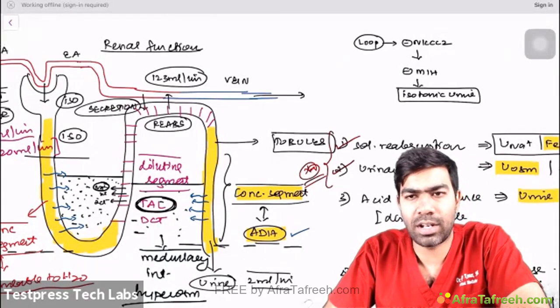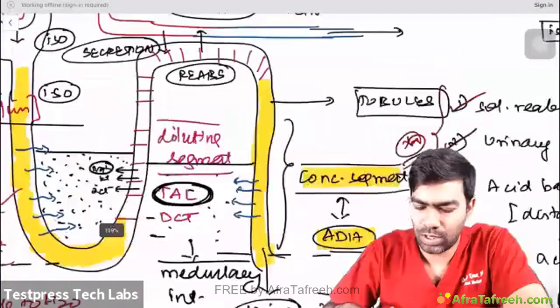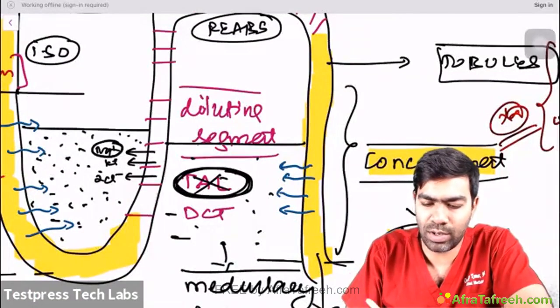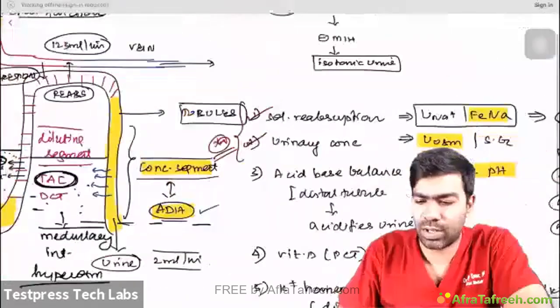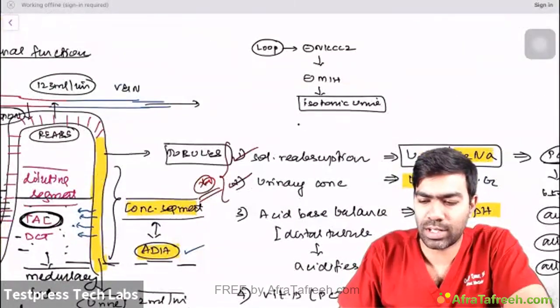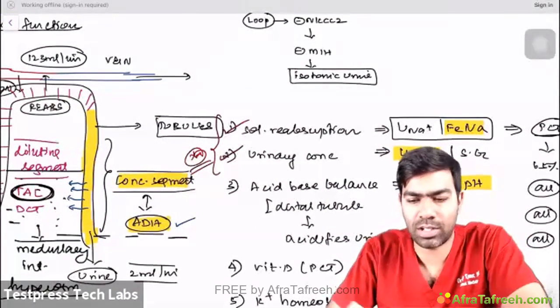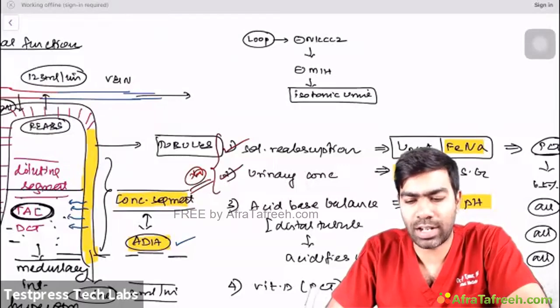And similarly, your diluting function is also lost, which means if you lose this thick ascending limb of the loop of Henle, you cannot even dilute, because it's one of the important diluting segments of the urine. So you cannot dilute as well. So your urine will be basically isoosmotic, in the sense whatever is coming as a glomerular filtrate will be the same concentration as what is coming out as urine. So it's an isotonic urine.